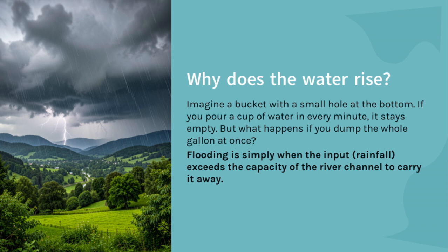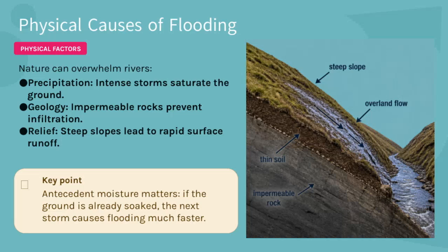This can happen because of intense rainfall, saturated ground, impermeable surfaces, steep slopes, blocked drains, or because humans have changed the landscape. So flooding is not just about how much rain falls. It is also about how quickly that water reaches the river. Now let's look at the physical causes of flooding. Physical causes are natural factors. They are not directly caused by humans.